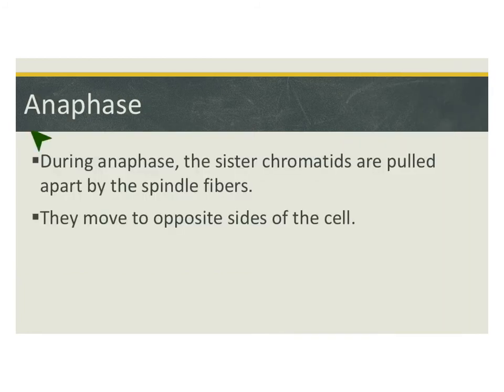The next phase is called anaphase. During anaphase, the sister chromatids are going to be pulled apart by the spindle fibers. So they've lined up during metaphase, and now they're going to be pulled apart, one to each side. Each sister chromatid moves to the opposite sides of the cell, so that each new cell is going to get exactly the right number of chromosomes.